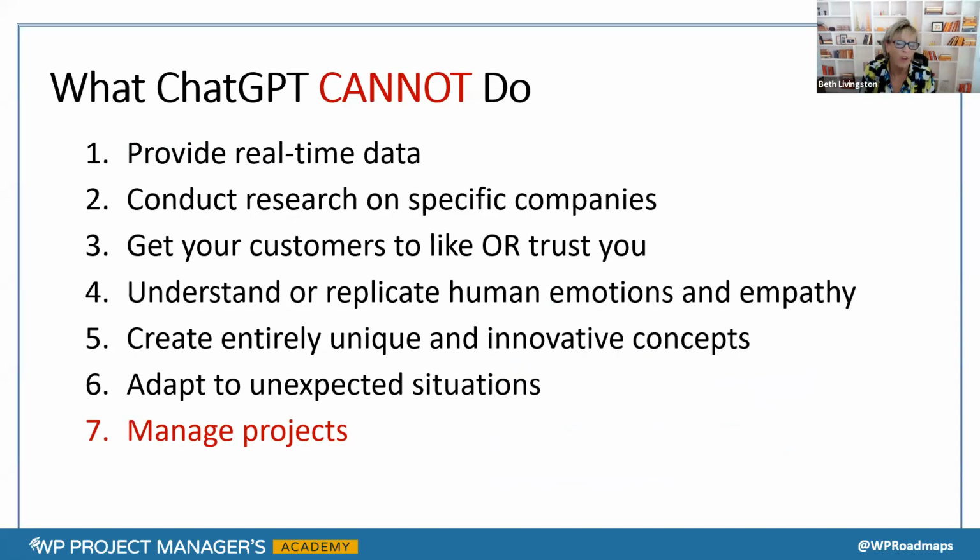But here's what ChatGPT cannot do. It can't provide real-time data. Remember, it only goes up to the end of 2021 at the current time. And so it can't tell you anything about current conditions. It cannot conduct research on specific companies. It's not going to get your customers to like you or trust you. And remember, people do business with who they know, like, and trust. It cannot understand or replicate human emotions and empathy. At least not now, but if anybody's seen 2001: A Space Odyssey, we should probably be a little bit concerned.